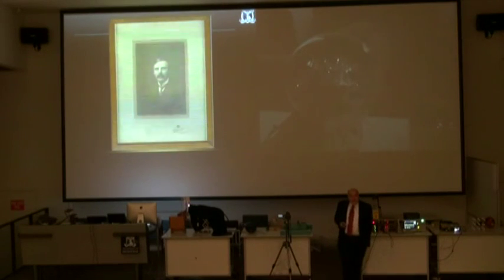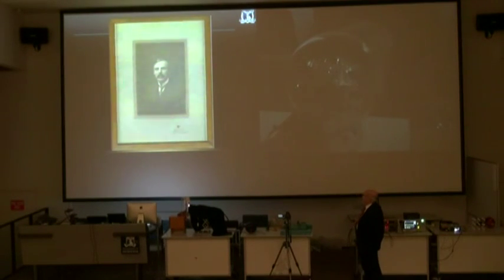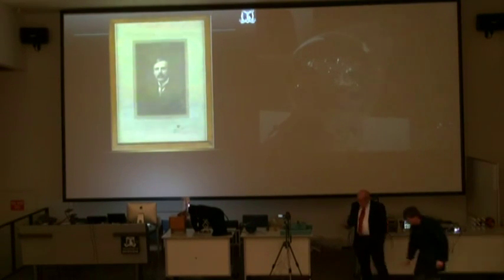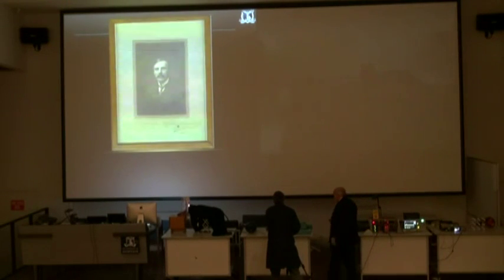He decided he would move on from Cambridge after a few months and went to Manchester instead. And at Manchester, Ernest Rutherford was running an incredibly productive group on the discovery of the atomic nucleus and the start of nuclear physics.